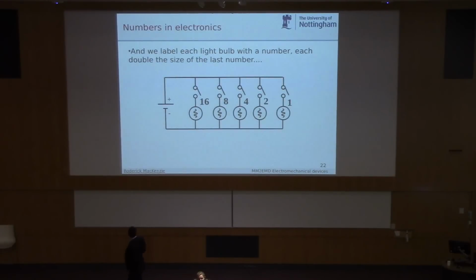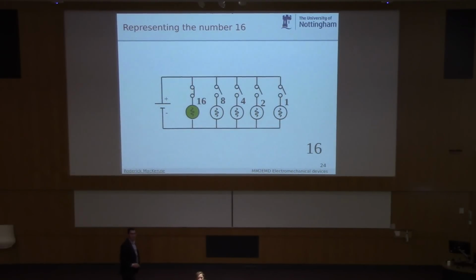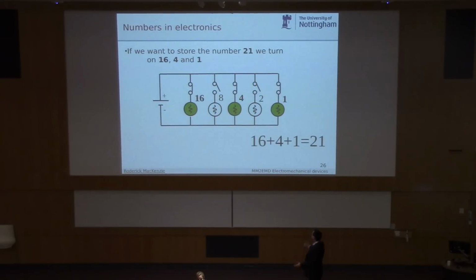Now what we do is we label each one of these light bulbs with a number. The first one we give a number of 1, the second one we give a number of 2, the third one we give a number of 4, the fourth one we give a number of 8, and the fifth one we give a number of 16. Notice these numbers are doubling each time. So this is 1, 2, 4, 8, 16. If we want to store the number 1, we turn on light bulb 1. If we want to store the number 16, we turn on light bulb 16. If we want to store the number 17, we turn on light bulb 1 plus 16, okay? And it goes on. Or if we want to store 21, we turn on light bulbs 16, 4, and 1.